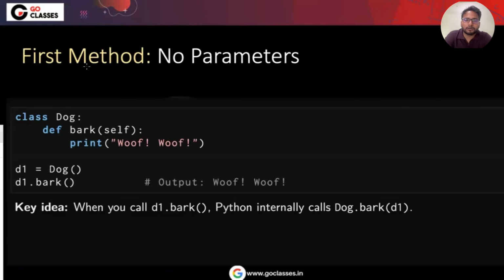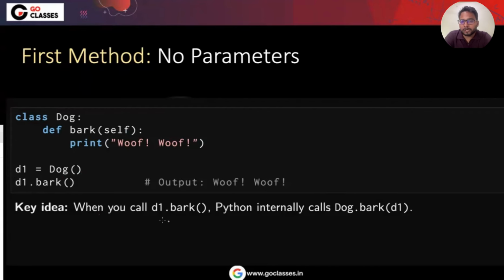So let's see how we define other functions inside a class. For example, I want to define some function called bark. I can just do it like this, and self is important for every function. If there is no other variable, it is fine. It is just printing woof woof. So d1 equal to Dog, the object got created, and d1.bark will print woof woof.